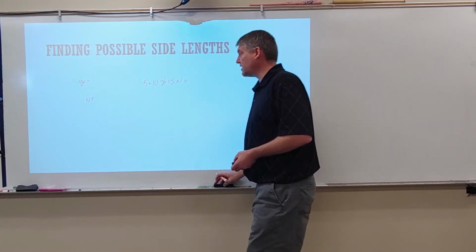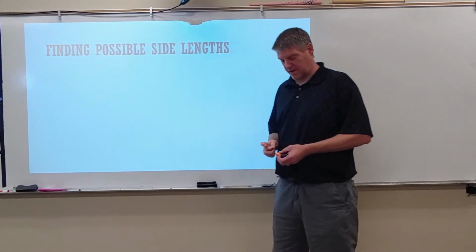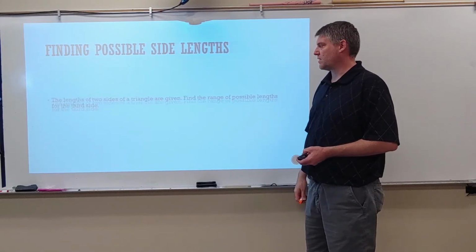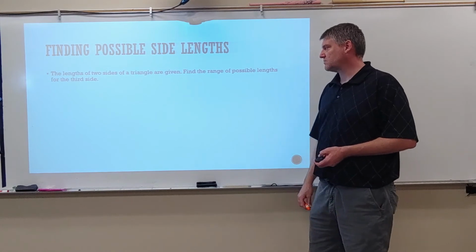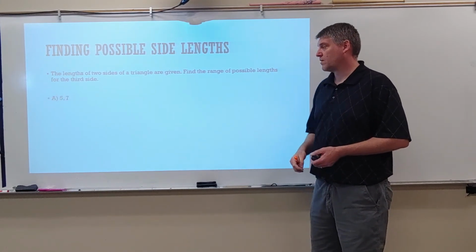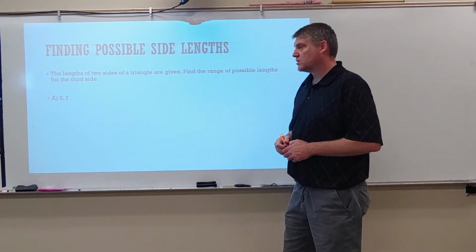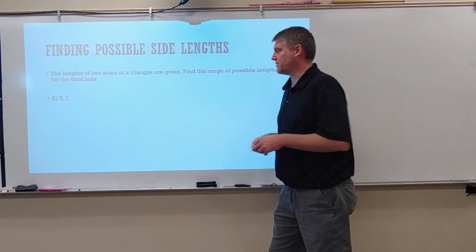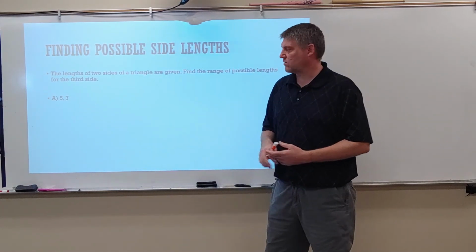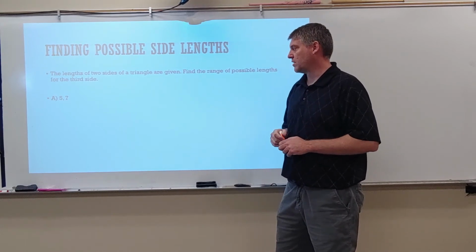Okay, finding possible side lengths. This is important. I might have 2 sides and I have to find the third side. The lengths of 2 sides of a triangle are given. Find the range of possible lengths for the third side. Here I have 5 and 7. I don't know if 7 is my longest side or my middle side. I don't know if 5 is my smallest side or my middle side.